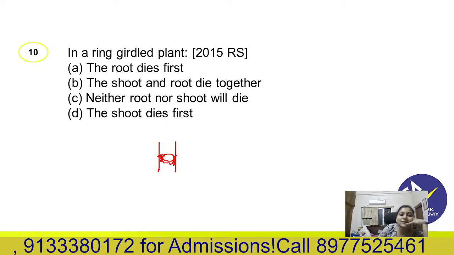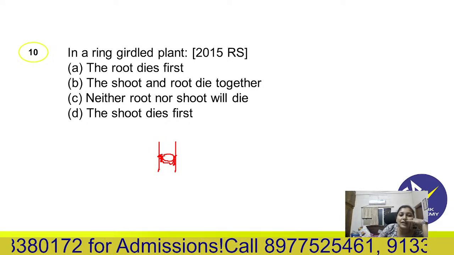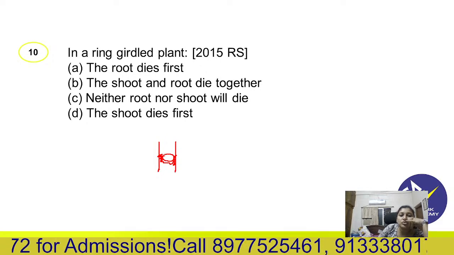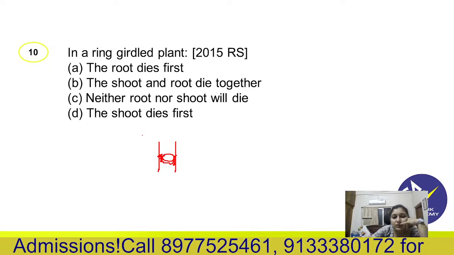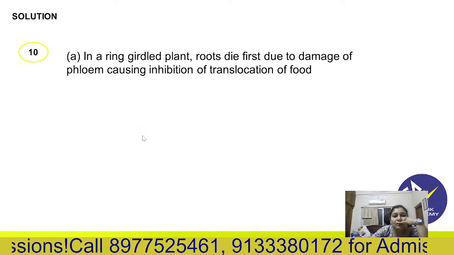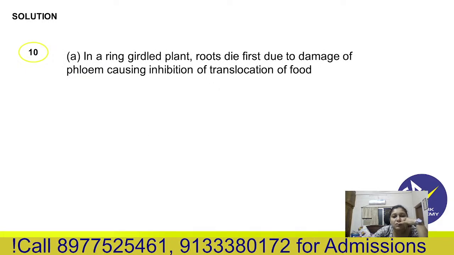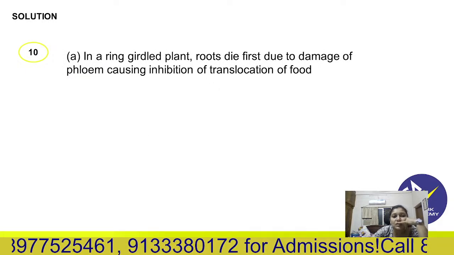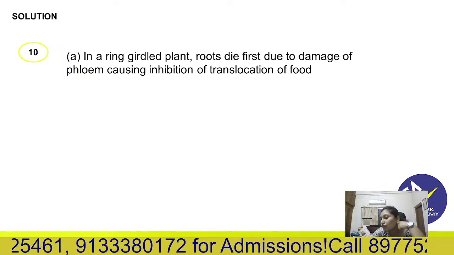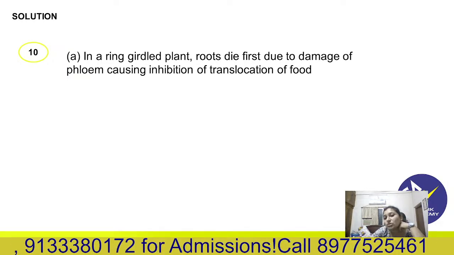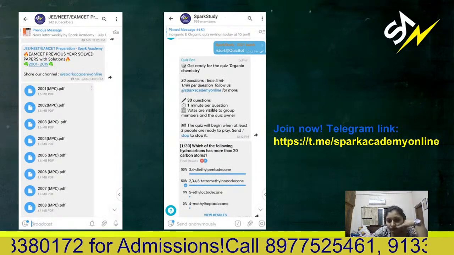So root dies first, shoot and root die together, neither root nor shoot will die, or shoot dies first? In the ring girdled plant, the root dies first due to damage of the phloem, causing inhibition of the translocation of food from the leaves to the roots.